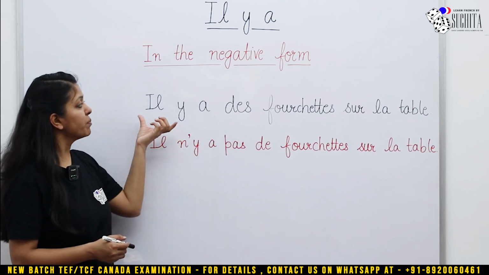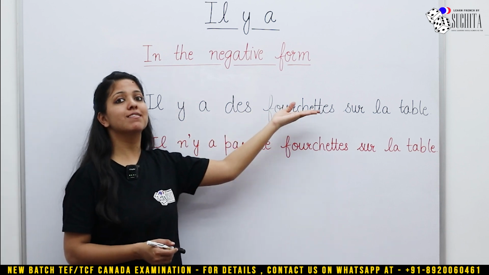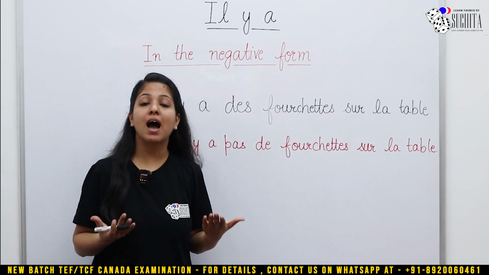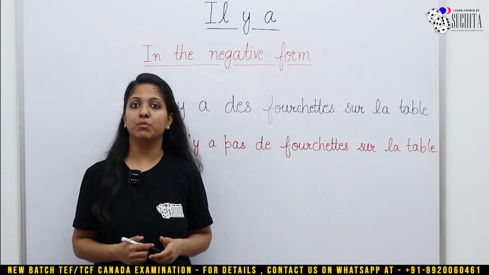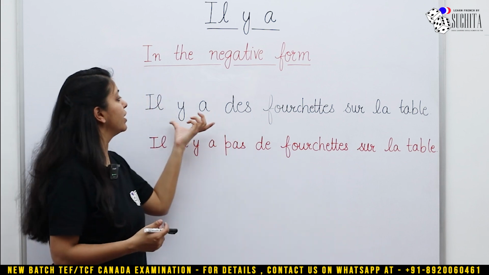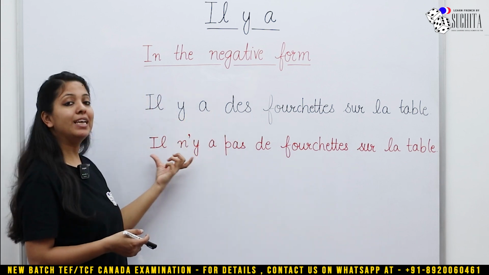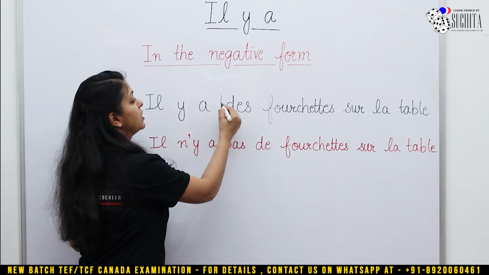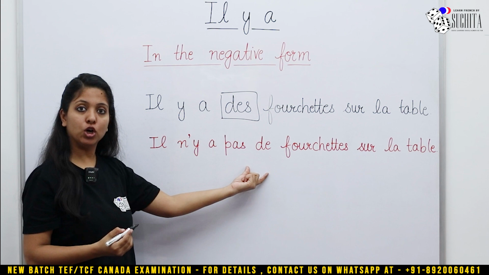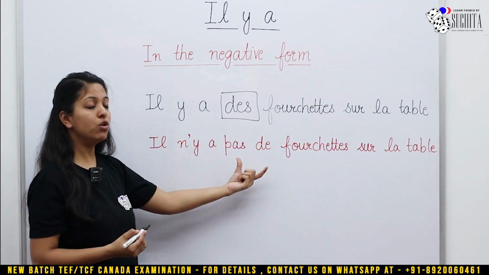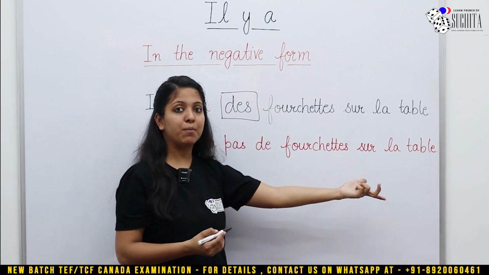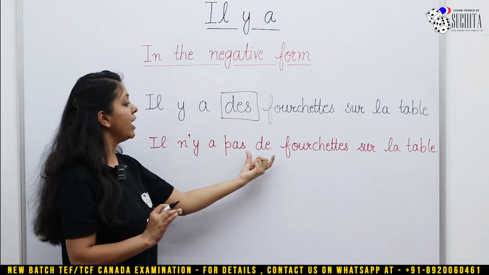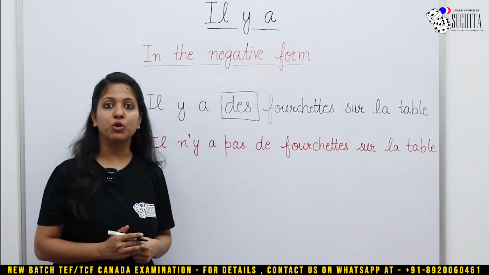Okay, next example. Il y a des fourchettes sur la table. There are some forks on the table. And now you want to write its negative. The negative of il y a is il n'y a pas. And as I just told you, indefinite articles change into de. So il n'y a pas de fourchettes sur la table. There are some forks on the table. There aren't any forks on the table.